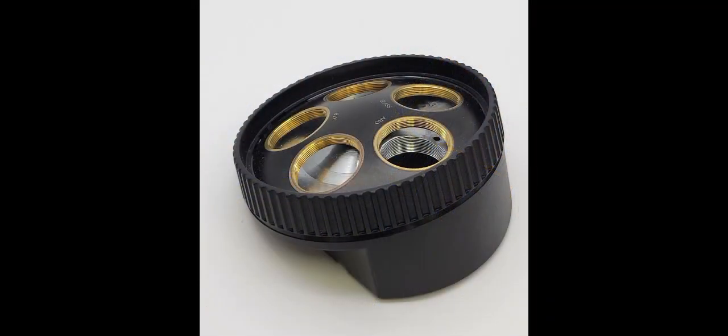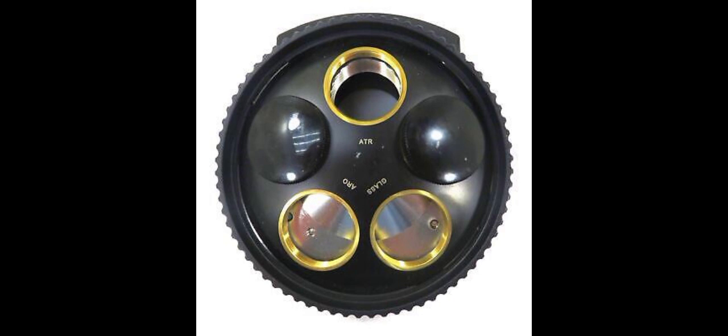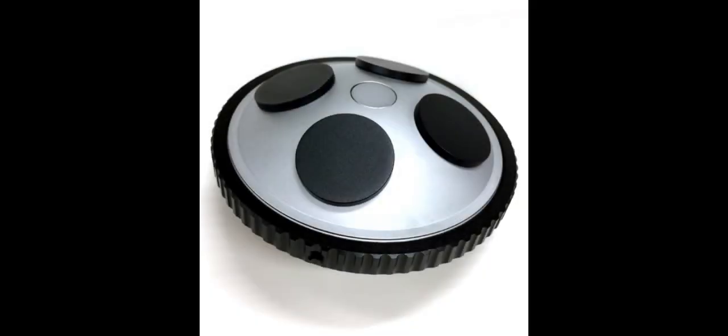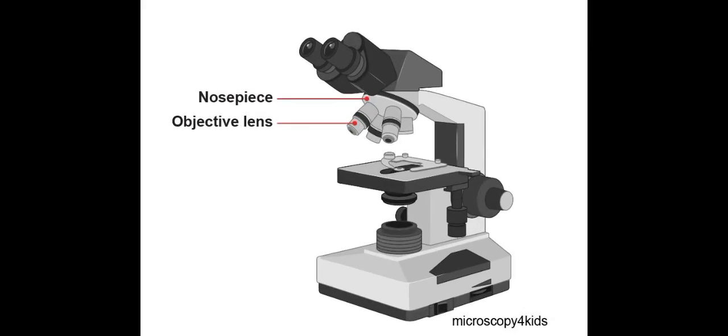Five. Nosepiece. It is referred to as the revolving turret. It retains objective lenses because it is mobile. The objective lenses can rotate according to the lens magnification.